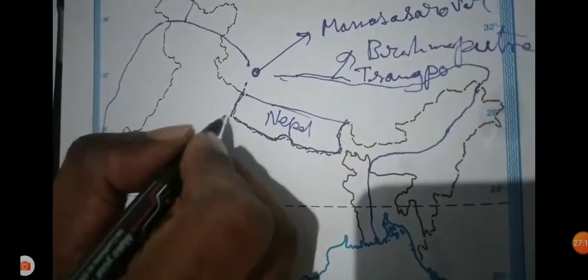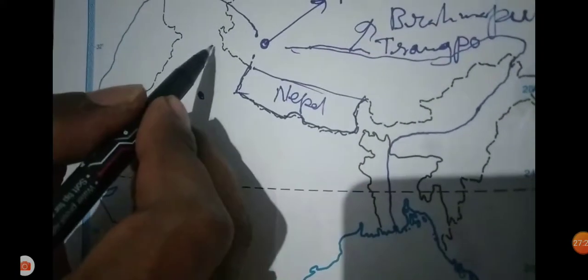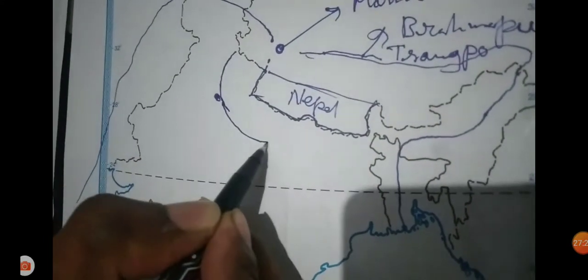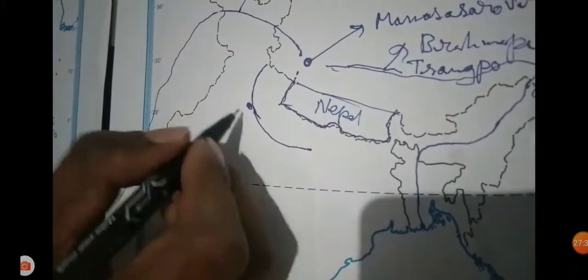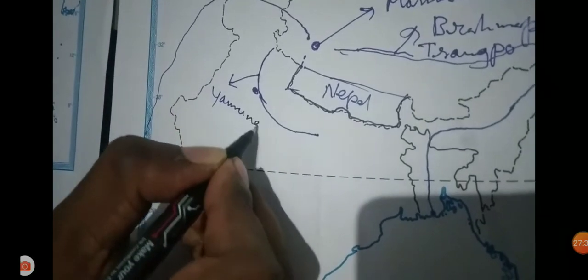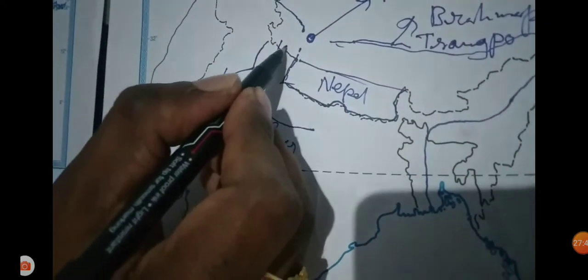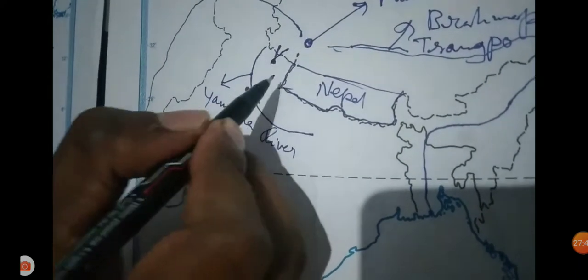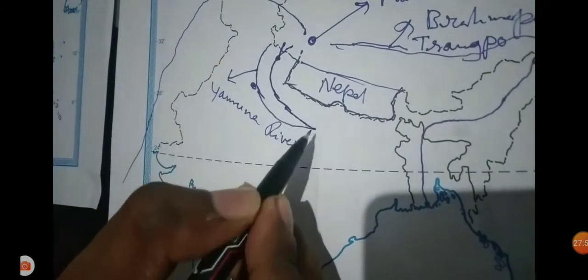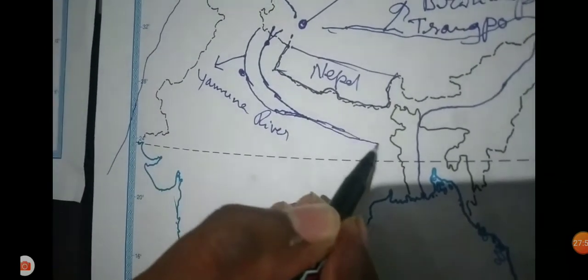Another two important rivers are there in India. Near New Delhi is the Yamuna River. Then the Ganga. Ganga has twin sources, Alaknanda and Bhagirathi, which join together, and later it is called the Ganga River, merged with the Yamuna.